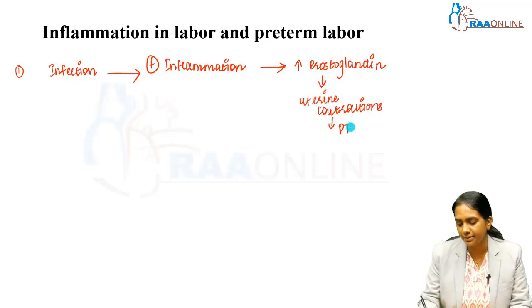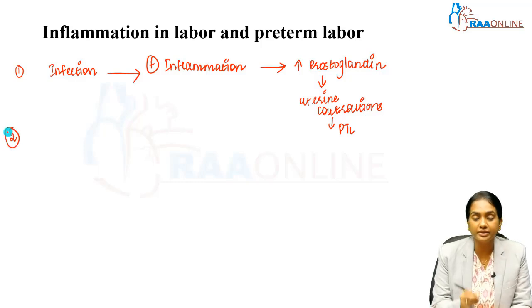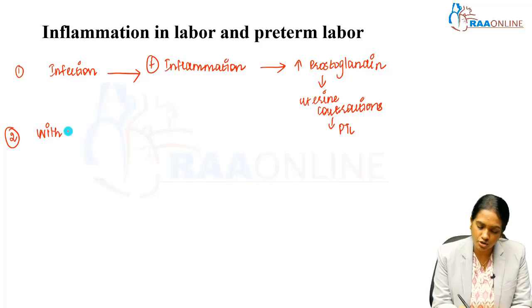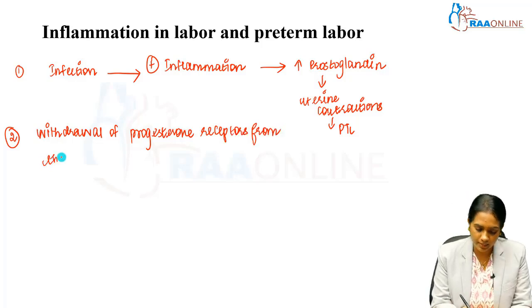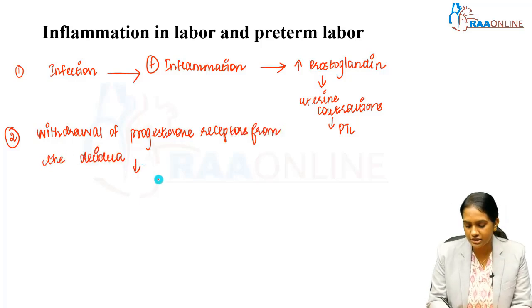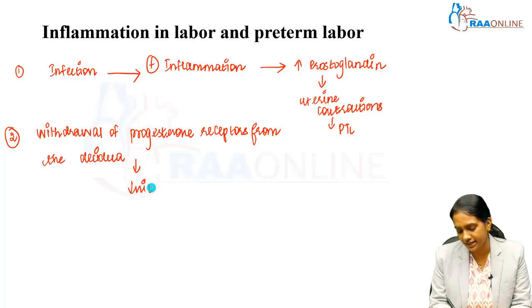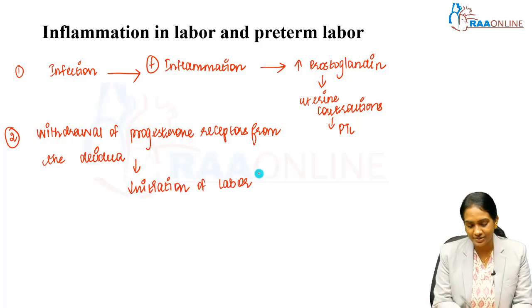cause the preterm labor. Another thing is that whenever there is an infection and inflammation, there is withdrawal of progesterone receptors. So there is withdrawal of progesterone receptors from the decidua. So that leads to initiation of labor. Okay. So what happens in the third?